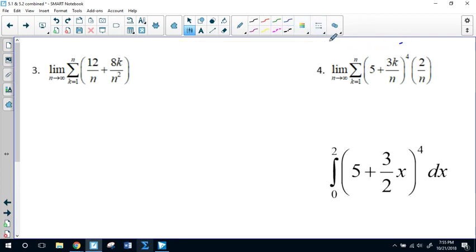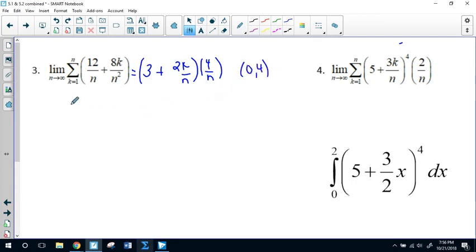It hasn't been factored out. So I need to factor something out so that I can actually have some way to figure out what my bounds are. When I look at this, I see that if I factor out a 4 over n, that could be my delta x with my bounds. If I factor 4 over n out of 12 over n, I'm left with a 3. And then if I factor 4 over n out of 8k over n squared, I'm left with 2k over n. And then this is again 4 over n, and if you think of that being delta x, that gives me bounds going from 0 to 4.